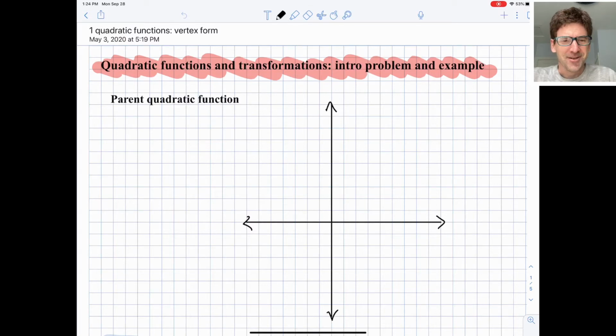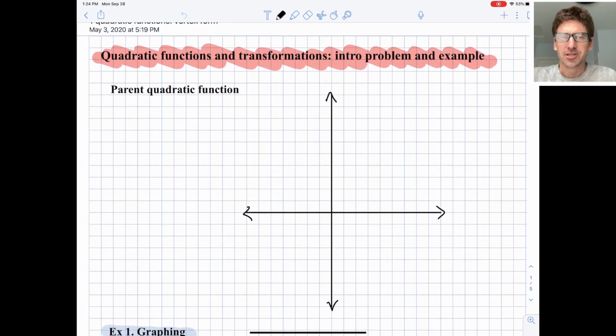All right, this is a video on quadratic functions and transformations, specifically looking at vertex form of quadratic functions. And we'll do an introductory problem and some solved examples as well. So as an introduction, I just want to graph the parent quadratic function, sort of the core, most fundamental parabola, which is y equals x squared.